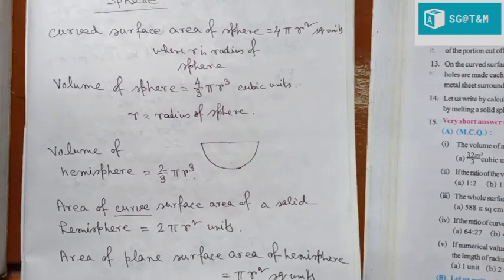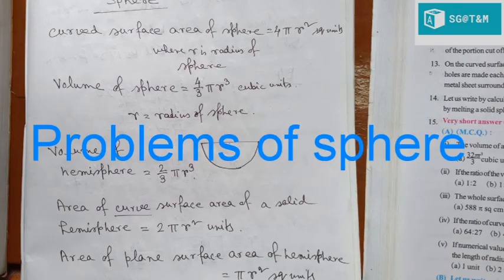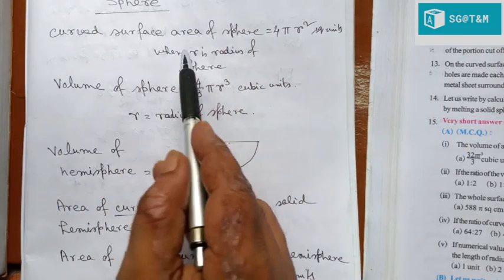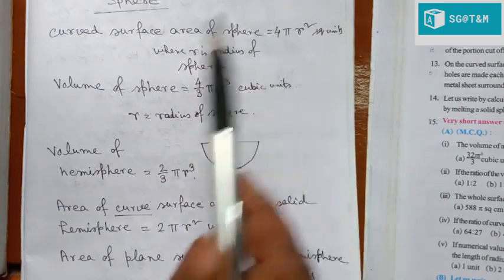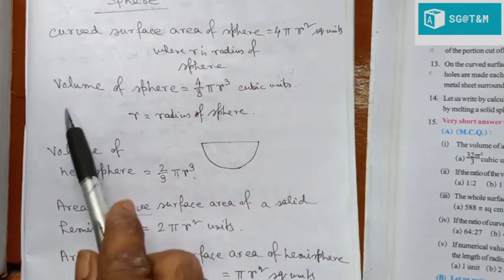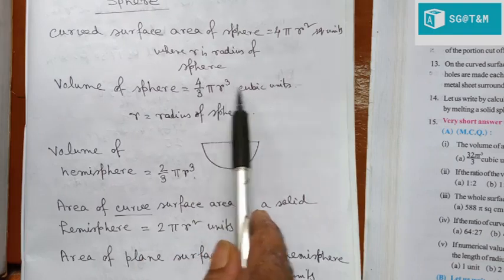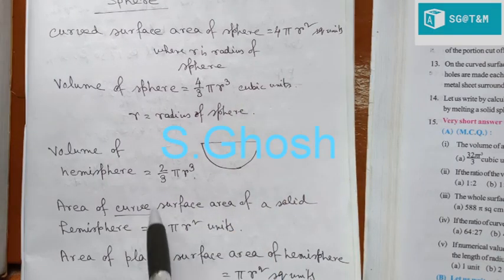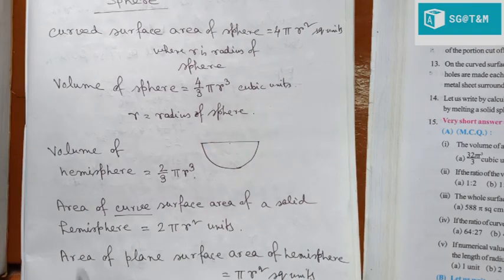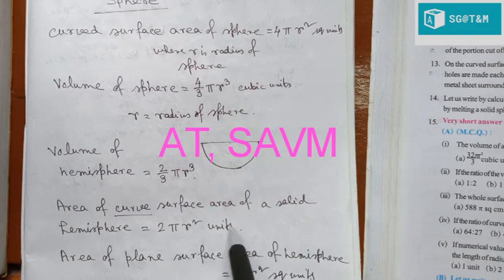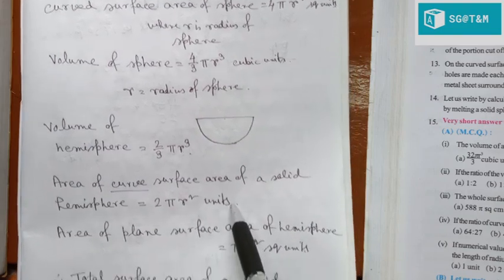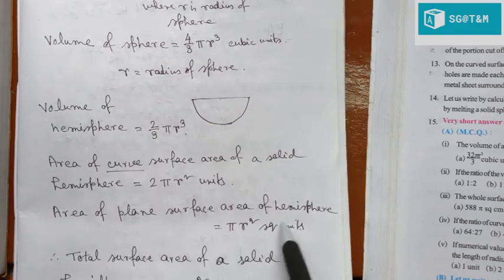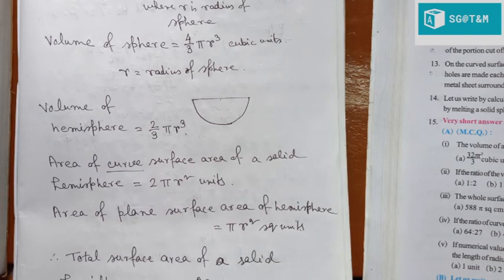In the earlier class we discussed the formulas of the sphere. The curved surface area of a sphere is given by 4 pi r square unit. Obviously, the volume of a sphere is 4/3 pi r cubic unit, where r is the radius, and the volume of a hemisphere is 2/3 pi r cube. The curved surface area of a solid hemisphere is 2 pi r square, and the area of the plane surface of a hemisphere is pi r square unit.